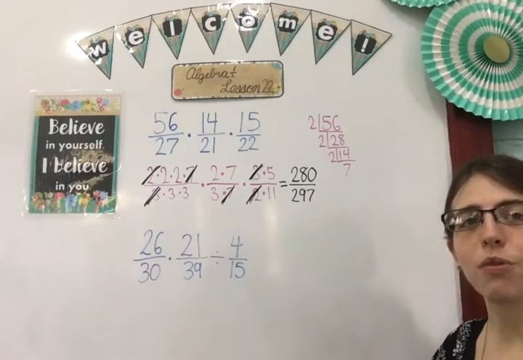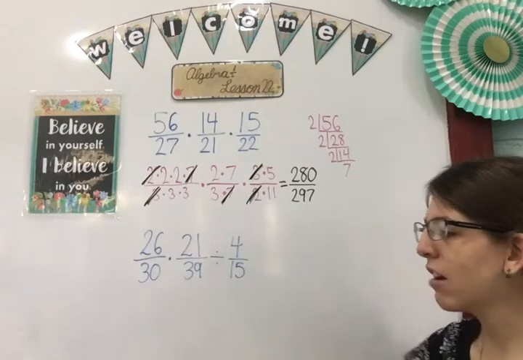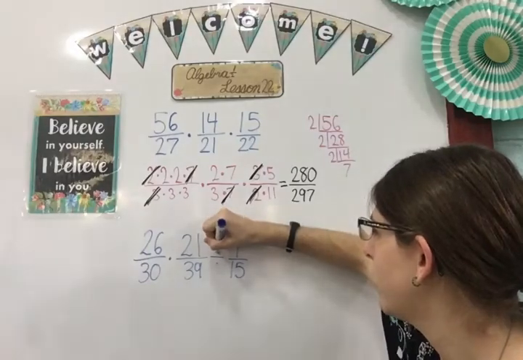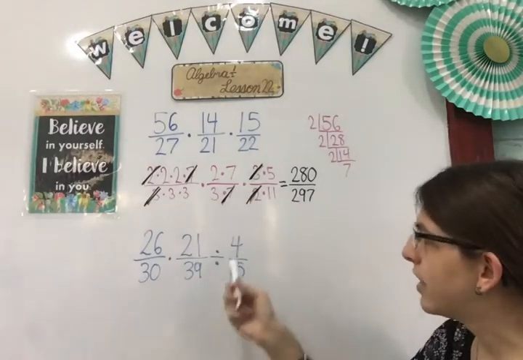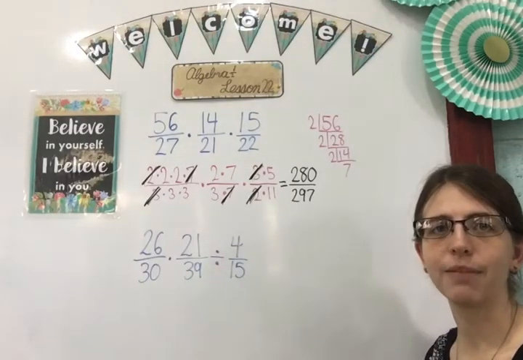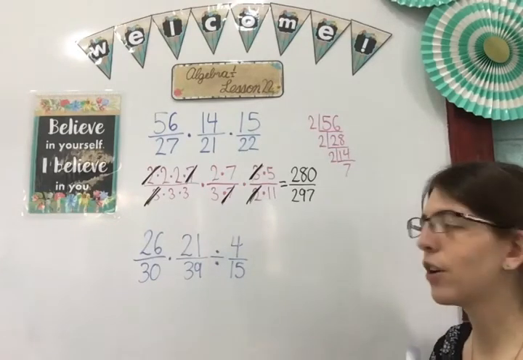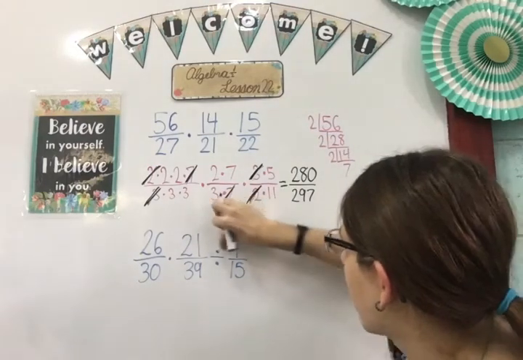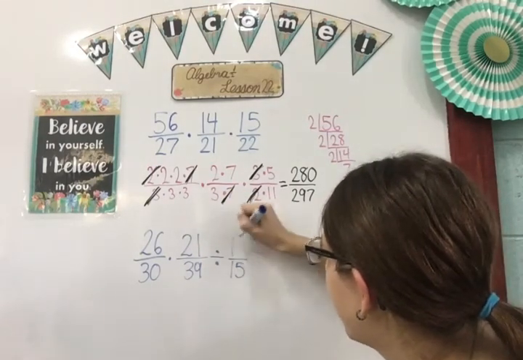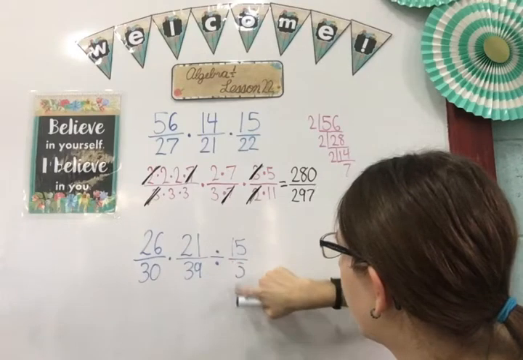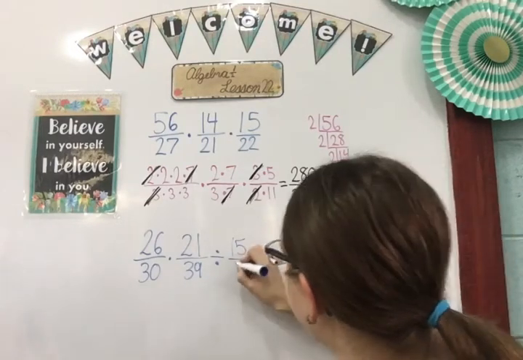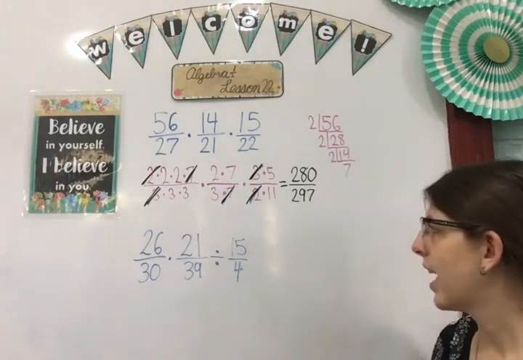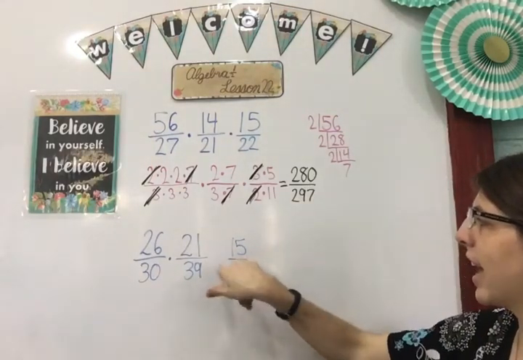Let's try one more before you do your practice. Here I want you to notice you have 26 over 30 times 21 over 39 divided by 4 over 15. When you have division, remember, you have to flip-flop it. So I'm going to go ahead and start out by flip-flopping, putting 15 on the top, 4 on the bottom. And there you go. And now I'm going to be multiplying instead of dividing.